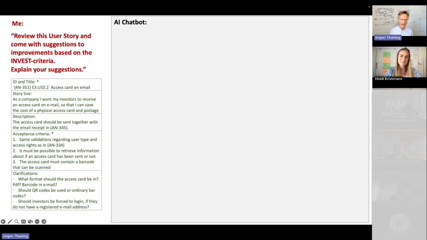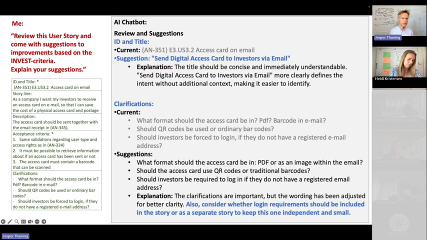What could happen if we ask a chatbot about this? Do they understand INVEST criteria? Yes, they do. Then they can actually come up with some good perspectives on the INVEST criteria. So there's a lot of text here, but I'll just break it down a little bit, and I've highlighted parts of this. So I just gave it the story here and asked it to explain its suggestions.